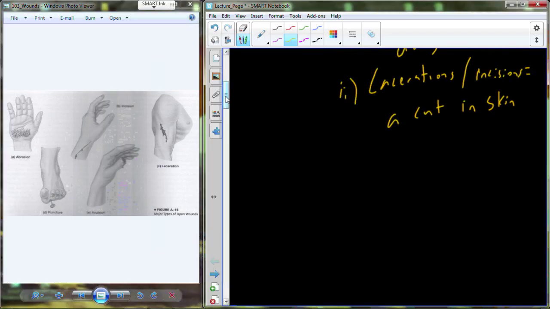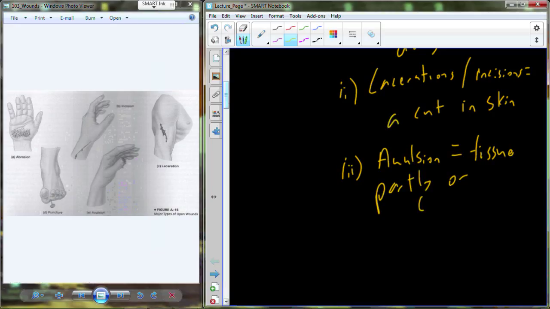My favorite is an avulsion. And an avulsion is when the tissue is partly or completely pulled away or removed from the body.